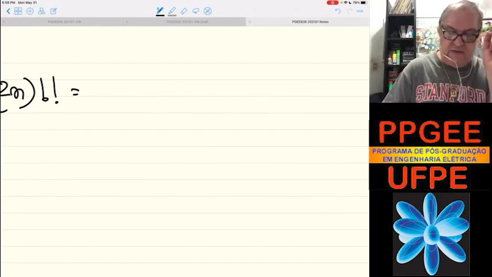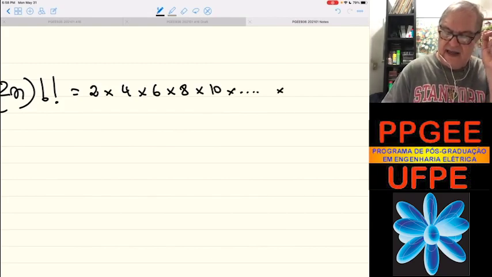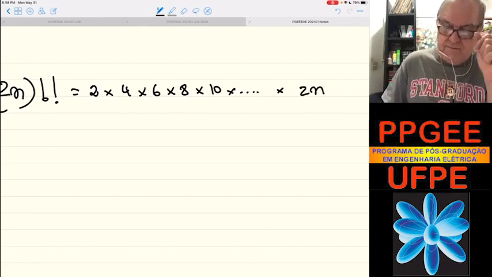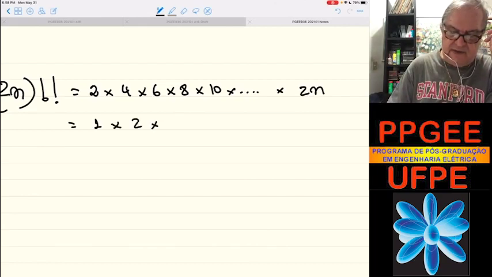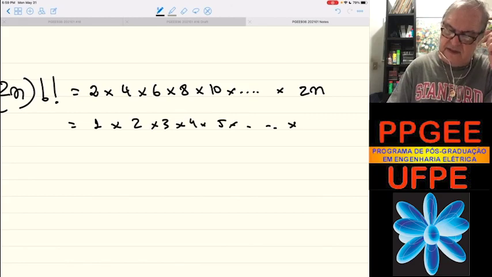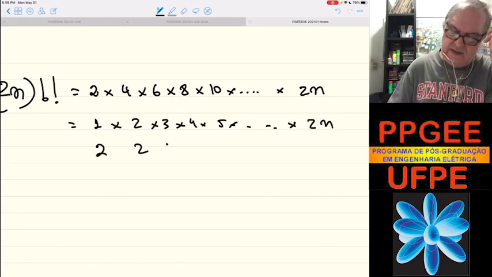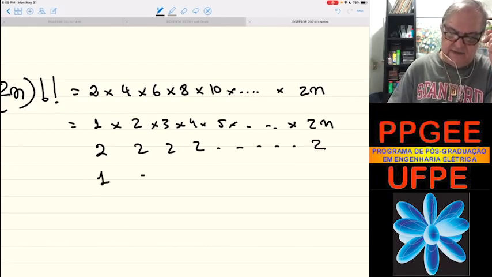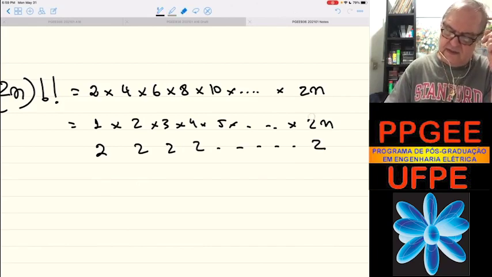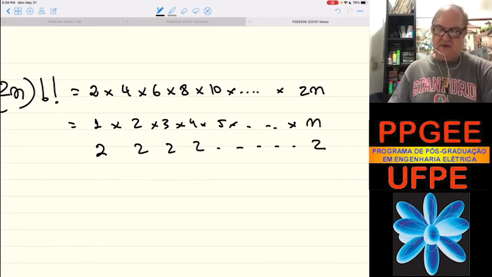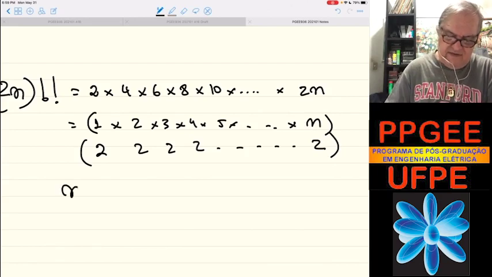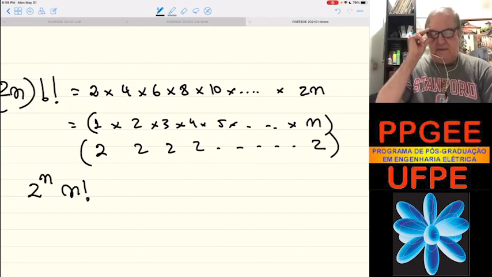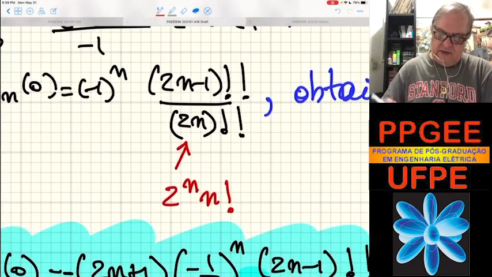2n factorial has to be 2 times 4 times 6 times 8 times 10 times etc., where the last number is 2n. Okay? So it's going to be 1 times 2 times 3 times 4 times 5 times etc. times n, times 2 raised to the nth power. So it's n factorial times 2 raised to the nth power. It's correct. So just checking that formula: the 2n factorial is 2 raised to the nth power times n factorial.